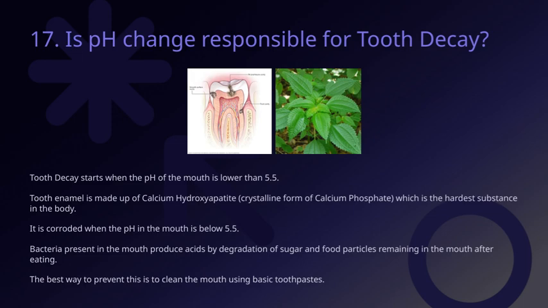And it's important to remember that tooth enamel is made up of calcium hydroxyapatite, which is actually the hardest substance in our entire body. So, tooth decay begins when the pH in the mouth falls below that critical 5.5 level. This shows just how important maintaining a neutral or slightly alkaline pH is for protecting our teeth. In essence, yes, pH change is directly responsible for tooth decay. Keeping the mouth's pH balanced helps prevent the acids from damaging the enamel and keeps our teeth healthy over time.